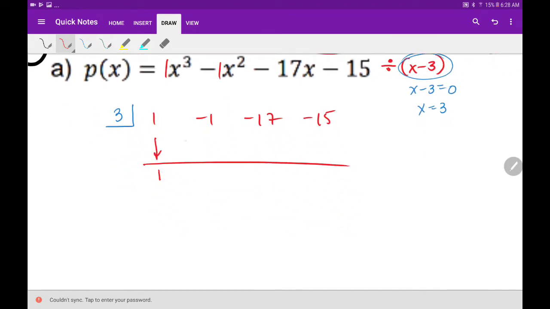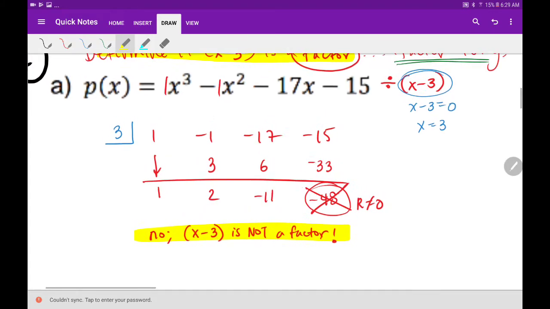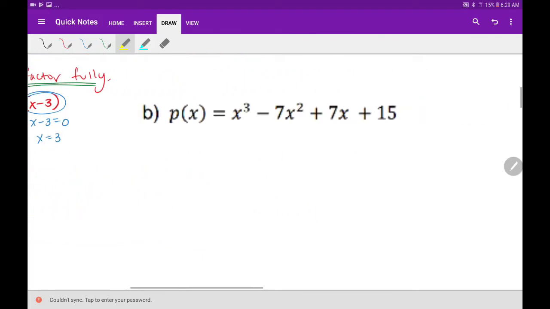Now we'll do the synthetic division. Bring down the 1. 1 times 3 is 3. -1 plus 3 is 2. 2 times 3 is 6. -17 plus 6 is -11. This isn't working out so well for us. So our remainder, which is that last number there, is not equal to 0. So therefore, no. Our answer is simply no. X minus 3 is not a factor because it clearly doesn't divide evenly. Since it's not a factor, we're done. We've answered the question.